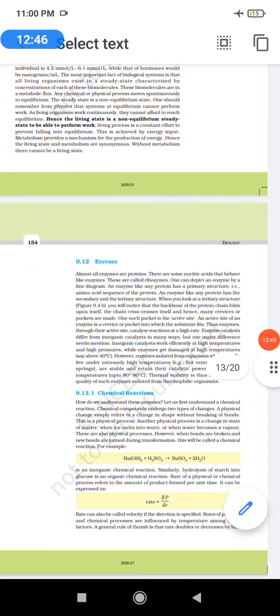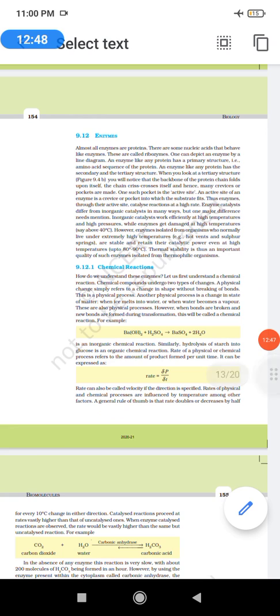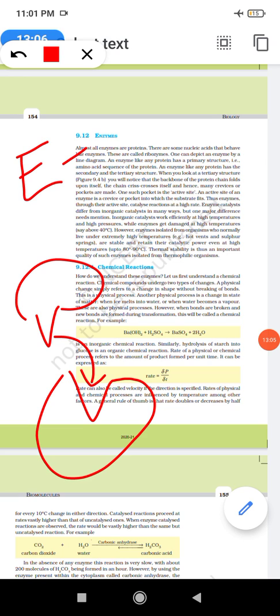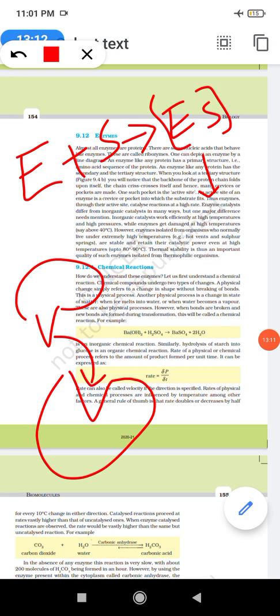Next, coming to enzymes. Enzymes have an active site. The substrate also has a matching site. So they will match and come and bind. Enzyme plus substrate will form an enzyme-substrate complex. This in turn will form the enzyme plus product.